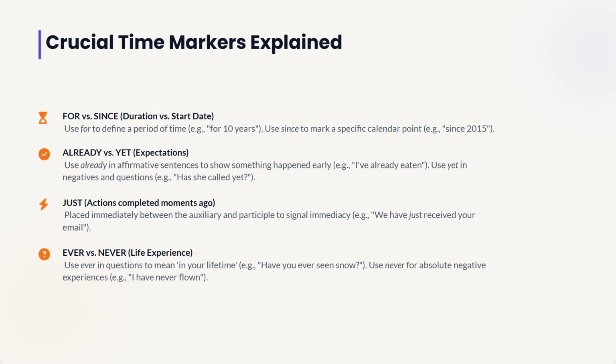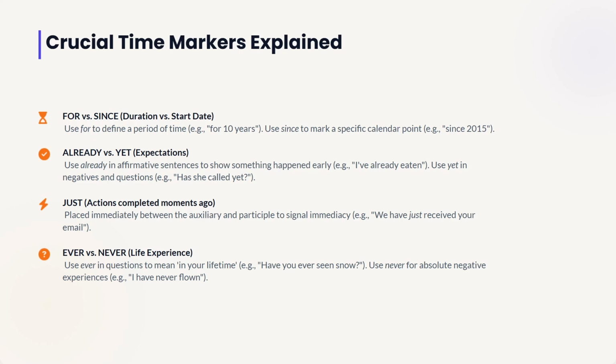Crucial time markers explained. Next, we examine some words that frequently appear with the present perfect. First, for and since. We use for to tell about a period of time. For example, I have lived here for 10 years. We use since to indicate a specific starting point. For example, I have lived here since 2015.